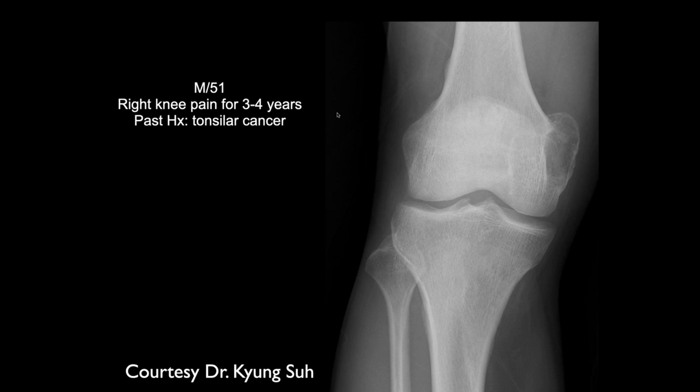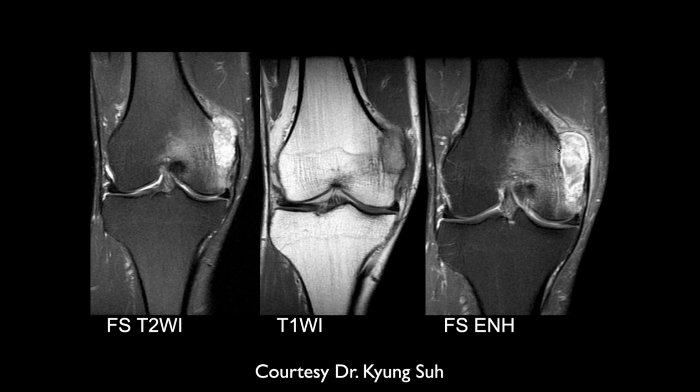So 51-year-old male with right knee pain for 3 to 4 years, has a past history of tonsillar cancer. We're looking at the medial aspect of the femoral condyle there, spanning the epiphysis and metaphysis. Looks like a lytic lesion, partially expansile. The margin is really kind of intact, but you can actually see the trabecular bone in the middle of this. So it's not a typical destructive lesion which destroys the trabecular bone completely. Here's the MR.